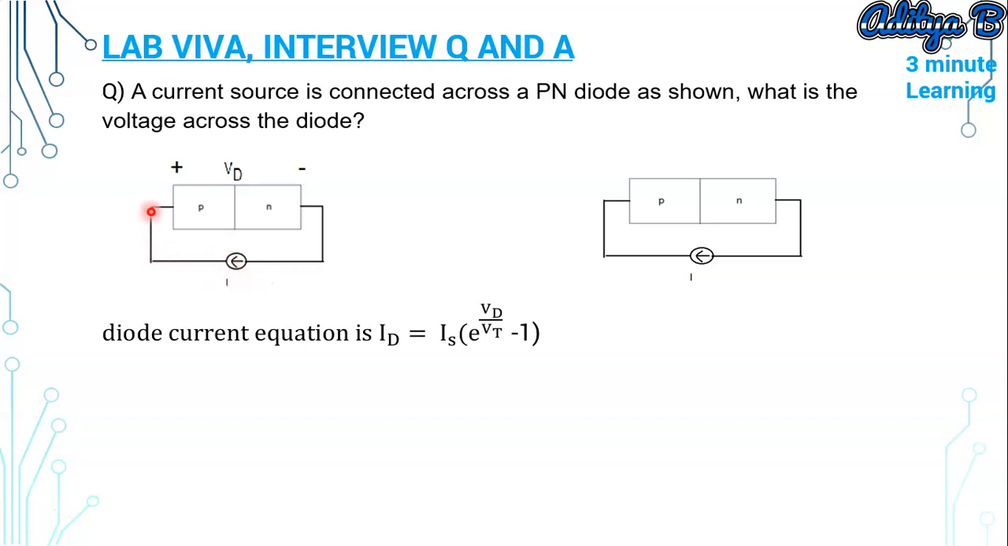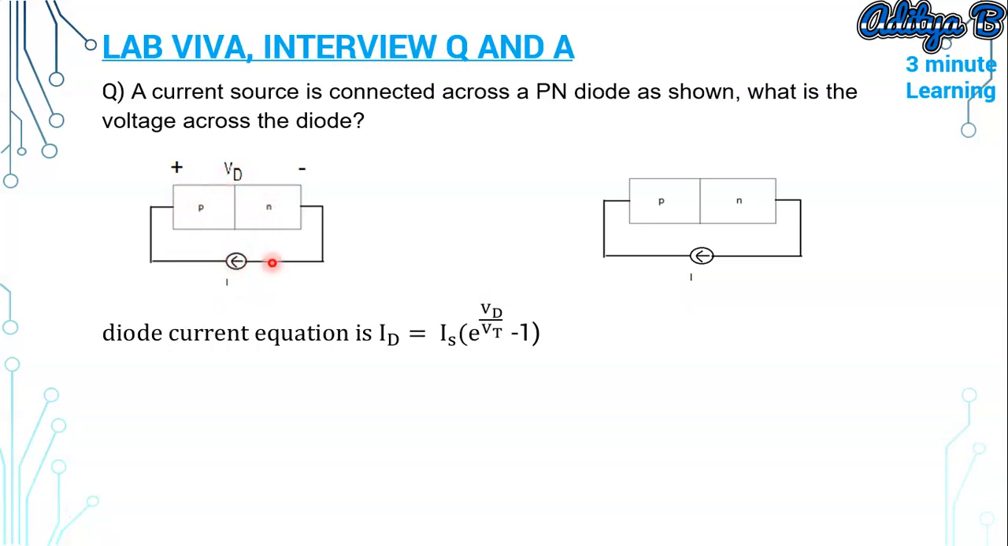As the current is entering the P side of the diode and leaving the N side of the diode, if the current is sufficiently large to forward bias the diode, then depending on the value of this current source I, this diode can act as forward biased.